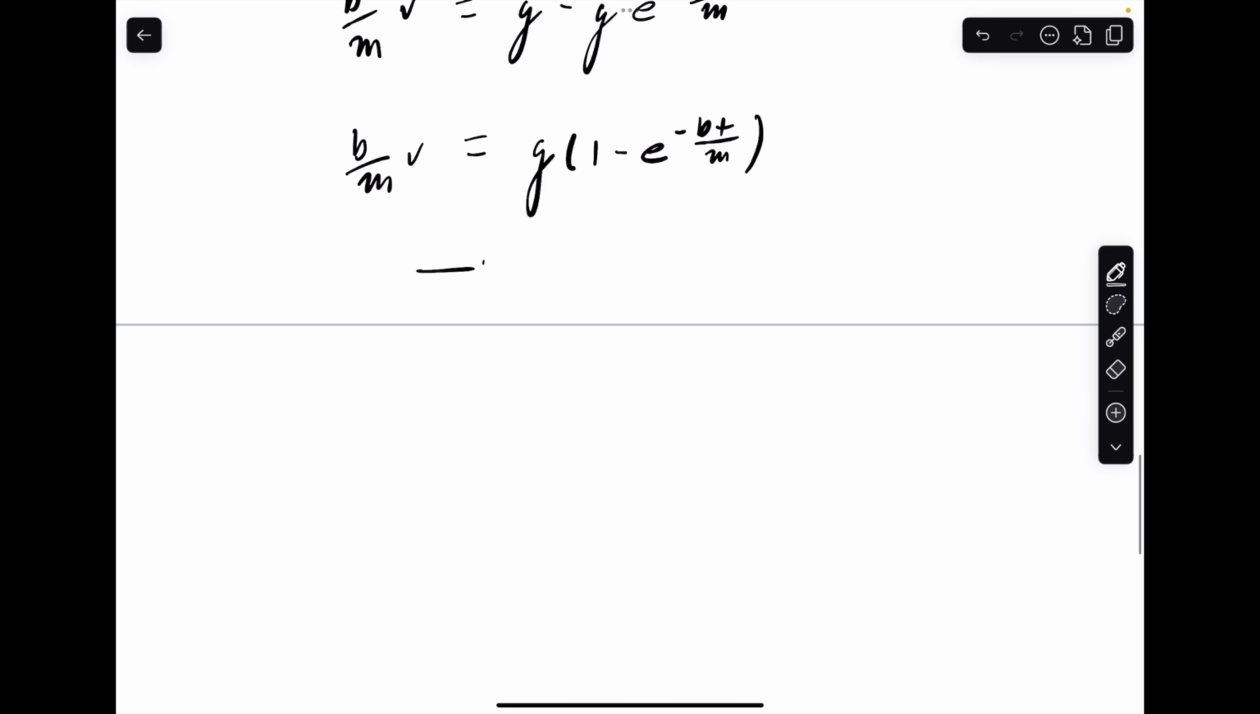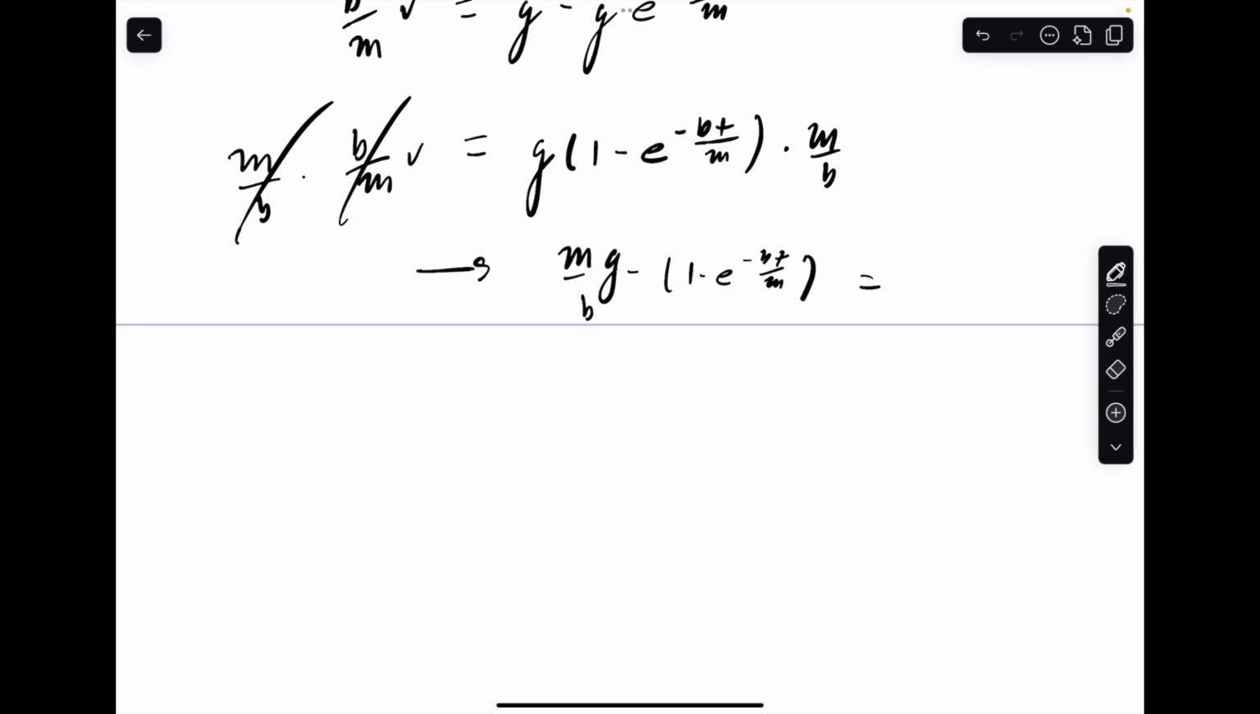And now I'm going to multiply by m over b to both sides to get v by itself, because these will cancel. mg divided by b, 1 minus e to the negative bt over m, is equal to v as a function of time. And that is all we needed from this.